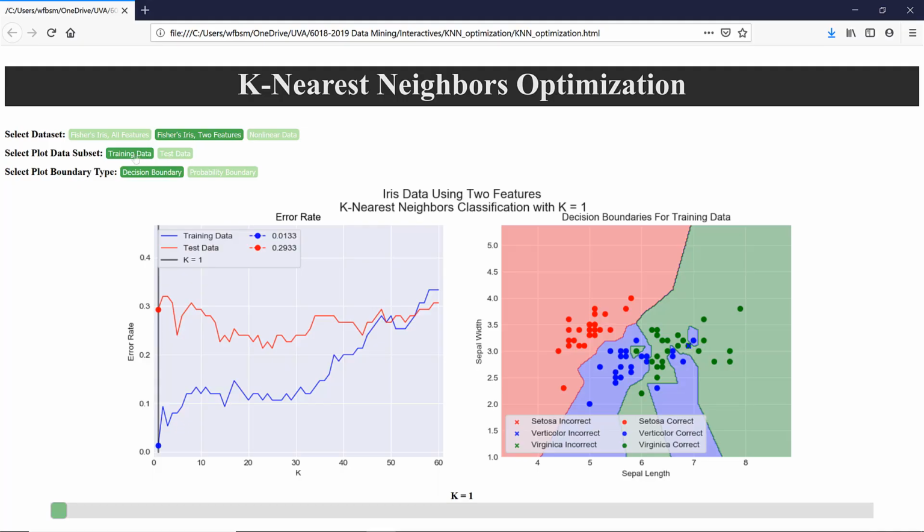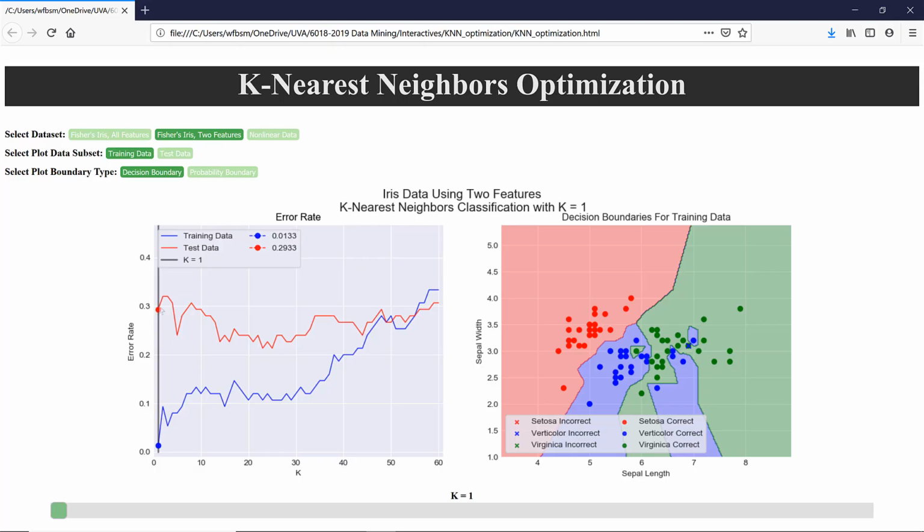Right now we have training data selected, and there's 2 selections for the boundary type, and the boundary type is the background on this right-hand side, decision boundary or probability boundary. So what we have here plotted, very similar to the figures we looked at in the textbook, on the right-hand side, we have a scatter plot of the data, and then colored regions telling us where our classification algorithm is designating the regions for the 3 different classes.